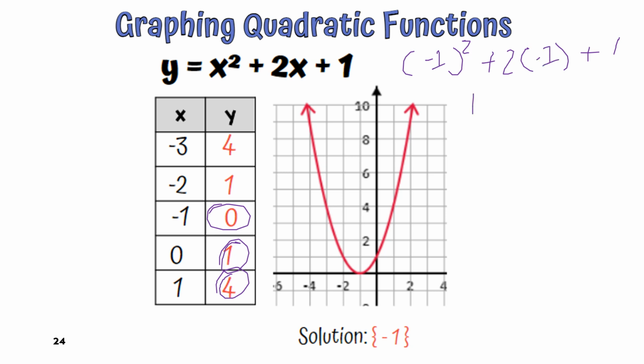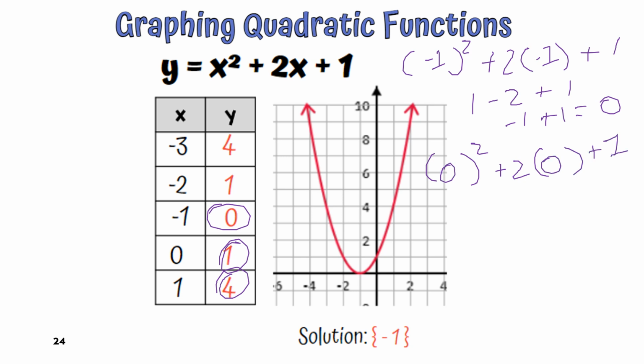Well, negative 1 squared is 1. 2 times negative 1 is negative 2. And 1 minus 2 is negative 1. Negative 1 plus 1 is 0. Once again, I did the same thing for my input of 0. Rewrote my quadratic with parentheses for placeholders. Plugged in a 0. Anything times 0 is 0, so 0 squared is 0. 2 times 0 is 0. 0 plus 1 is 1.